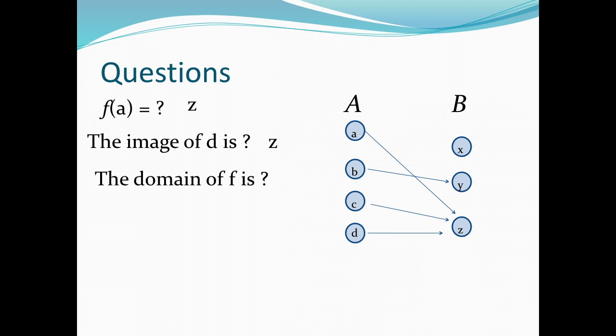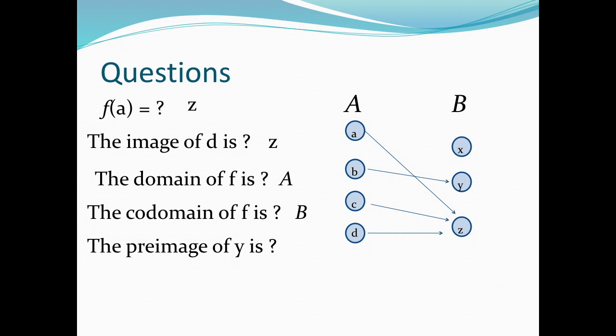What is the domain of the function f? The domain is A, capital. And the codomain of f is basically B, capital. And the pre-image of Y has been mapped by the element B. So the pre-image of Y is B.